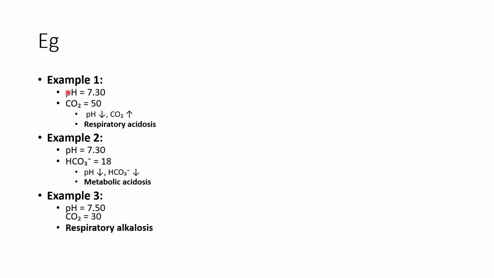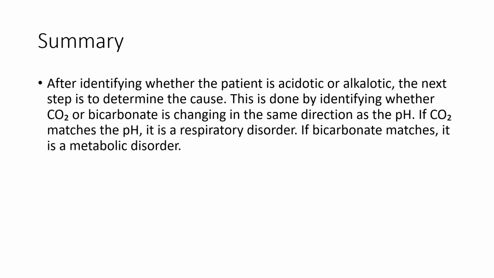So again, for example, if the pH is 7.30, that means this is acidotic. CO2 is 50. Rise in CO2 means acidosis. These are both going in the same direction, so it is respiratory acidosis. pH is 7.30, bicarb is 18, it is acidotic, and low bicarb means going towards acidotic, so it is metabolic acidosis. So basically, after identifying whether the pH is towards the acidotic or alkalotic side, the next step is to determine the cause, which is done by identifying which thing is going in the same direction, CO2 or bicarb.